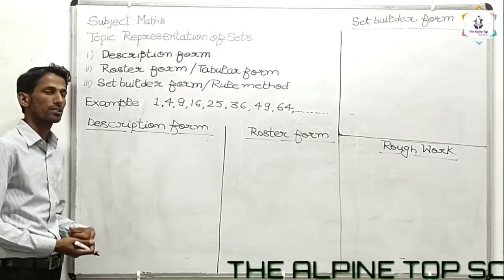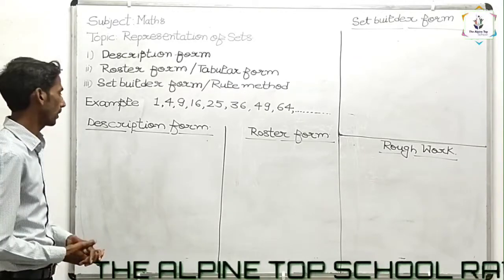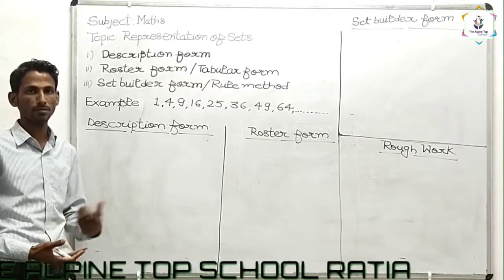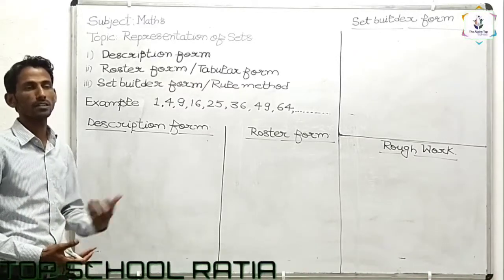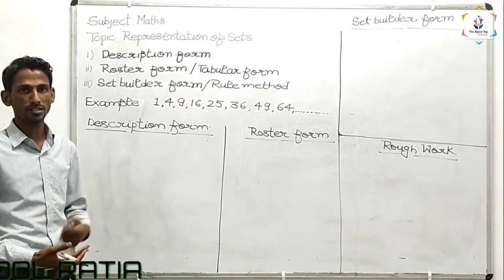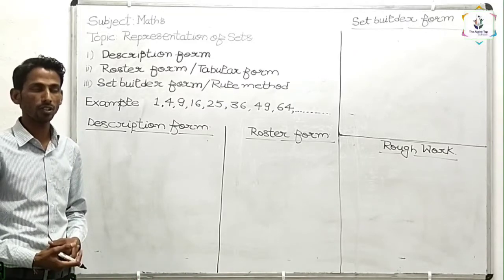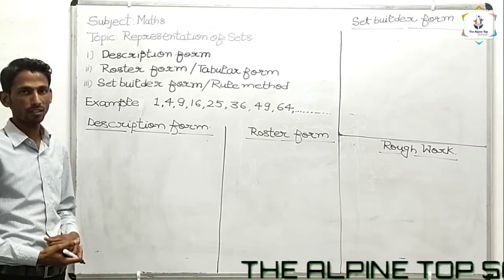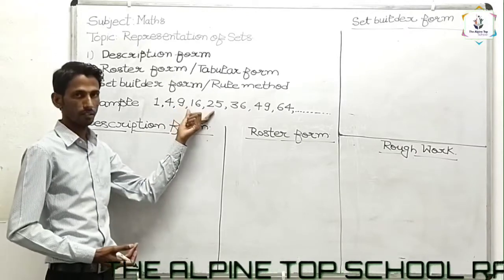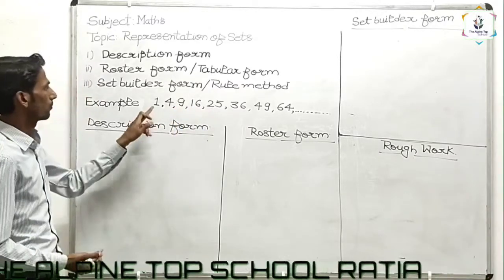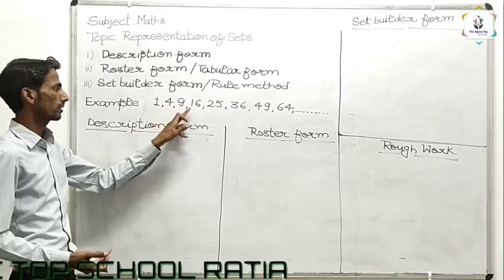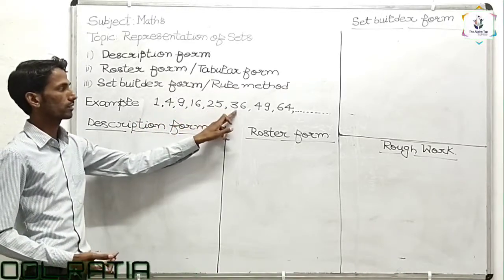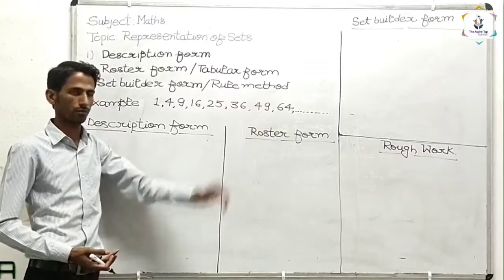What is the meaning of description form? You all are very familiar with this word describe. To describe something means when we explain something in the form of words, that is called description form. But to write the description form, which point do we have to keep in mind? Firstly, just observe the numbers that we have given here: 1, 4, 9, 16, 25, 36, 49, 64.